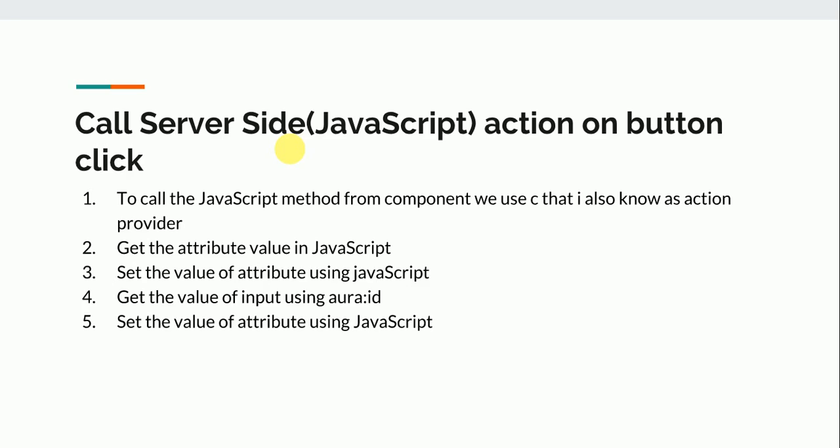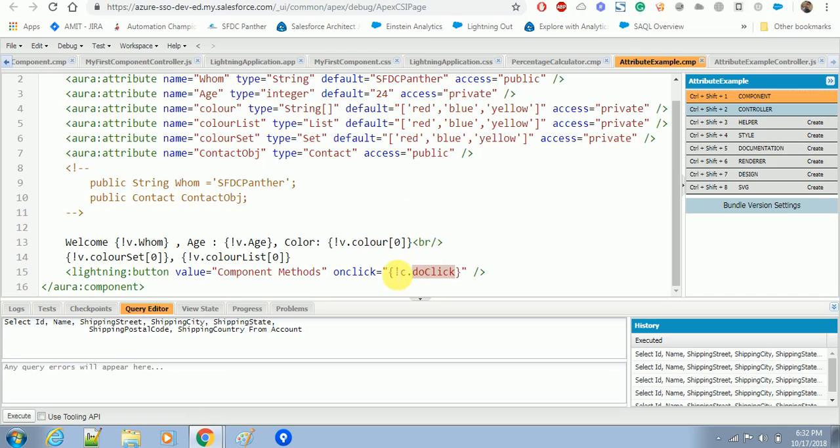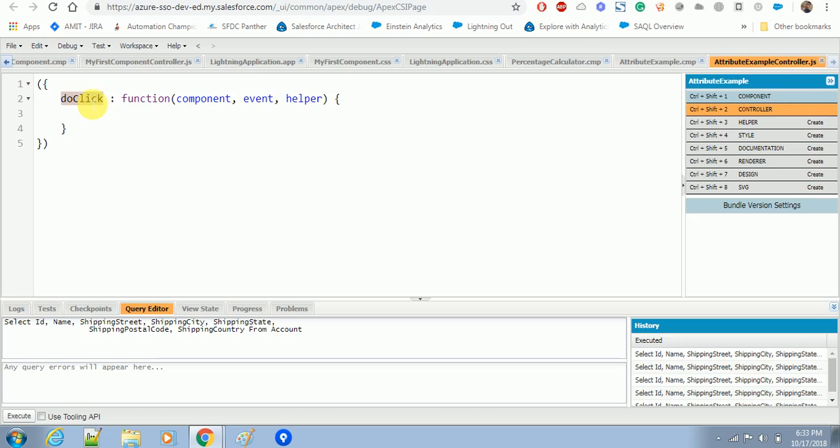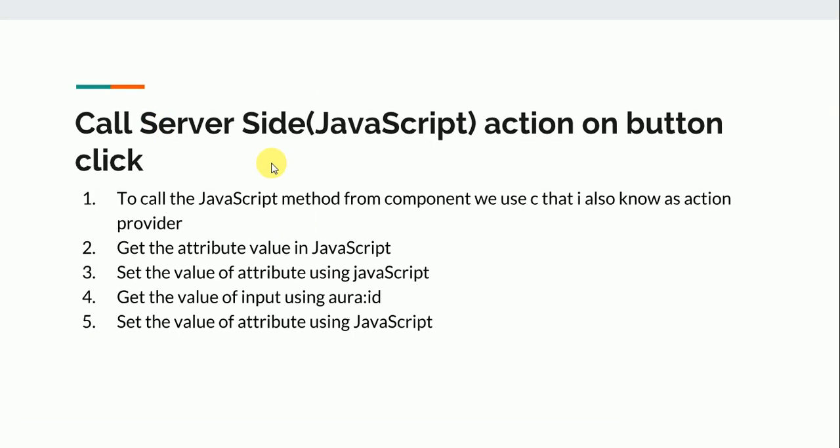And if you want to call the method from the component to the JavaScript, we just need to provide it inside the action. For example, here in the button onclick, we want to call this doClick method of the JavaScript. So you just need to put the curly braces, exclamation mark, c dot, and the name of the function. If you have provided the name here as doClick in the controller, you need to provide the same name that you are providing over here in the event. And we'll also see how we can get the attributes.